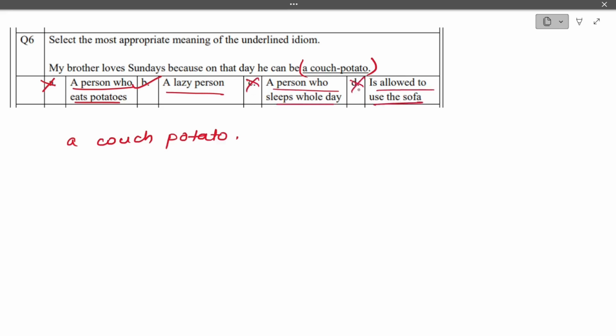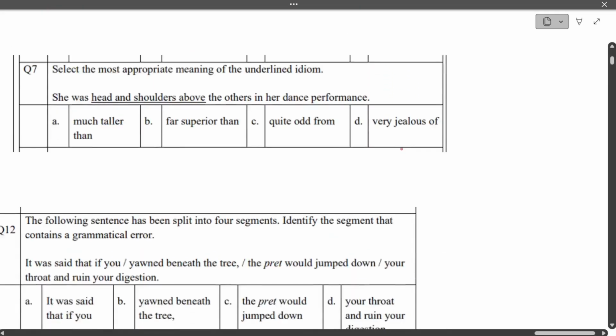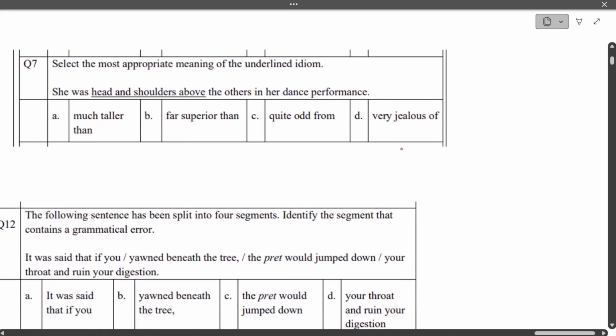These are very literal meanings, right? A couch potato. See, this is related to sofa and couch. So someone who does not know the meaning of it might select the first one as the answer, because potatoes is coming. So you have to understand the meanings of the idioms also, and the very commonly or regularly used idioms. Moving on to the next question now again.